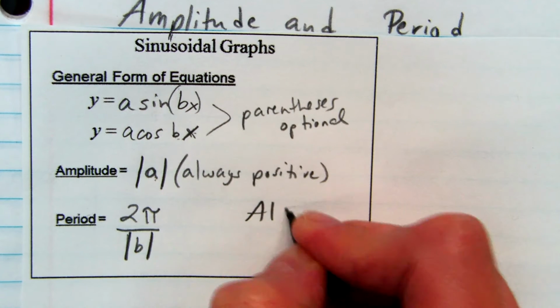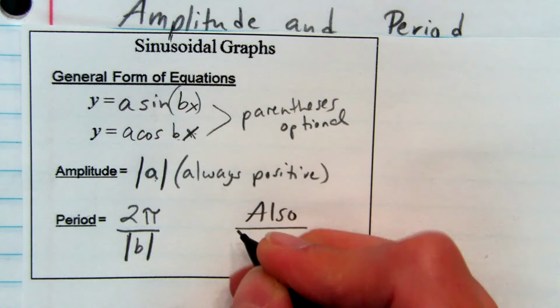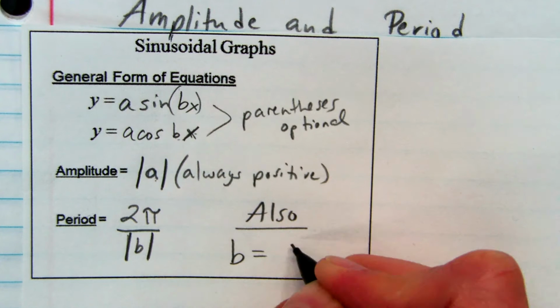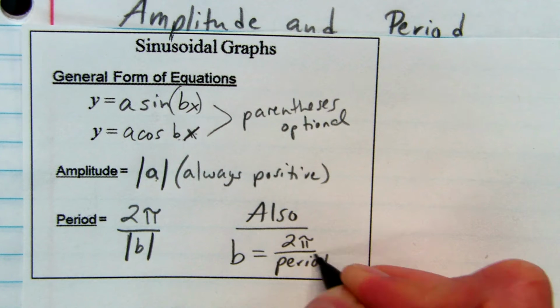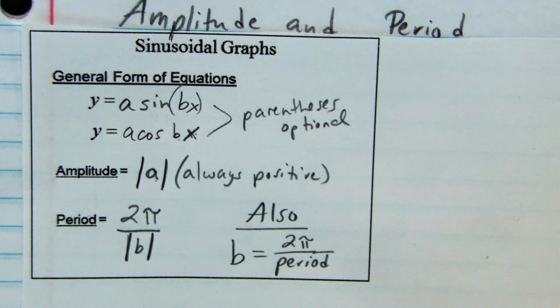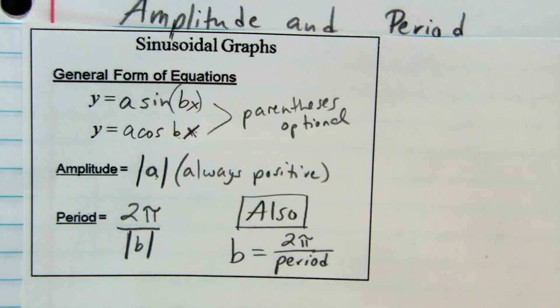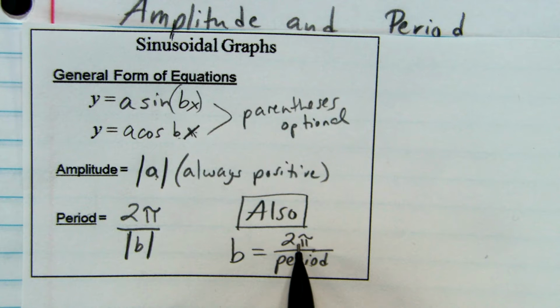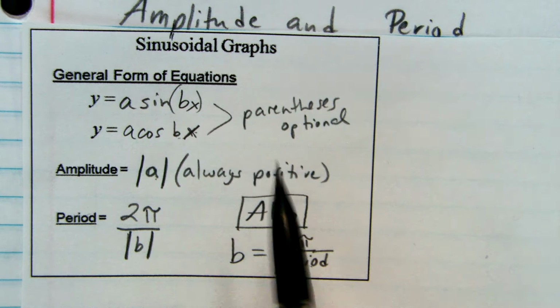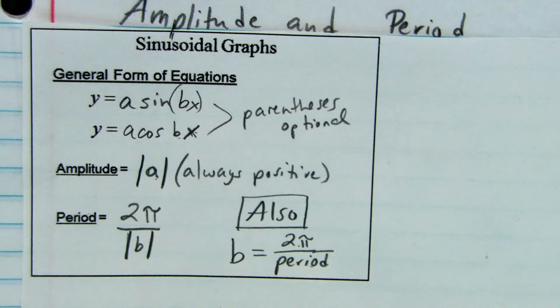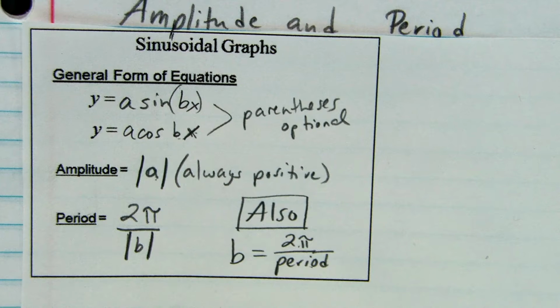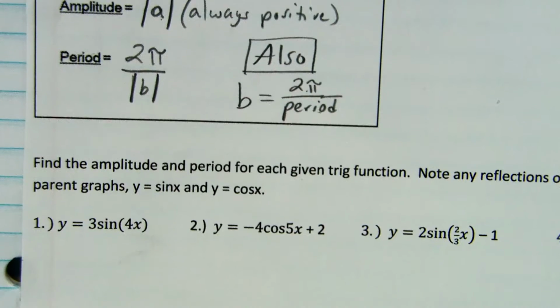Also, I'm going to put over here, since we have a little bit of space, if you need to find b, you can take 2 pi and divide by the period. So that's another thing that you can get from this. So 2 pi is the normal period that you have from the parent graphs. If I stick a number in there, it's either going to make the wavelength longer or shorter, and we will look at that here in a minute. Okay, so let's go down and look at our examples.